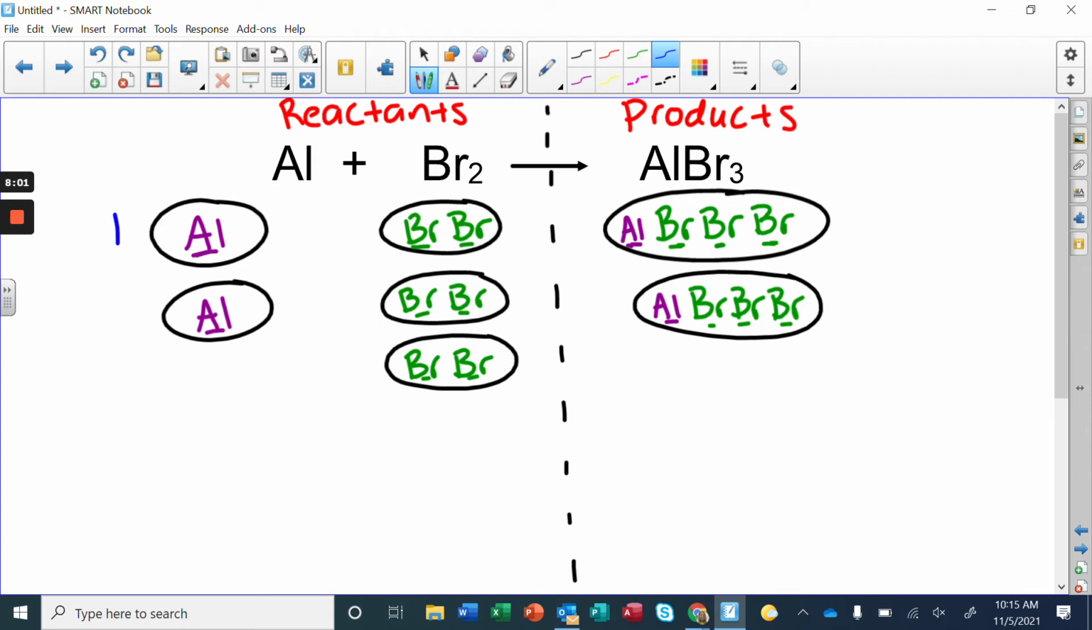Now to get our coefficients. We have 1, 2 AL bubbles, so we have a 2. We have 1, 2, 3 BR bubbles, so 3, and we have 1, 2 aluminum bromide bubbles, so we put a 2 here. And our equation is now balanced.